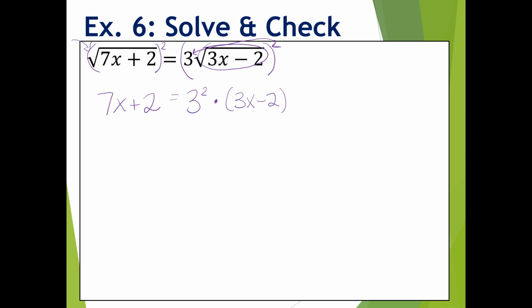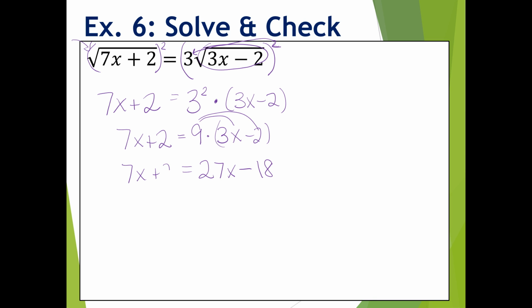So the 3 had to get a squared on it, and then our radical and the squared canceled each other out. That leaves us with 7x plus 2 equals 3 squared, that's 9, times 3x minus 2. That's in parentheses, so we have to make sure this 9 gets distributed as well. That gives us 27x minus 18, and our left side is still the same.